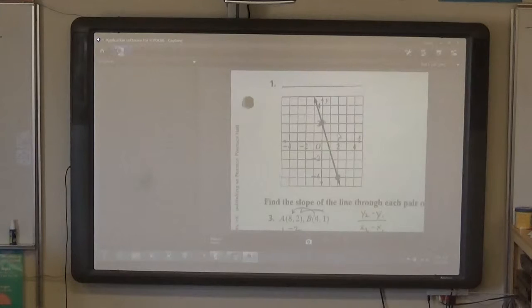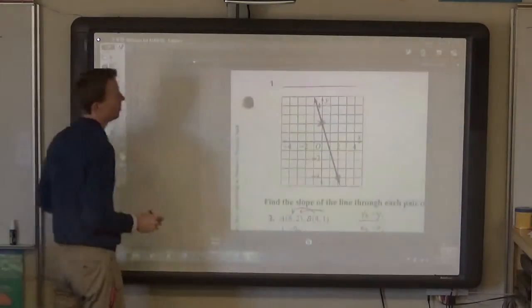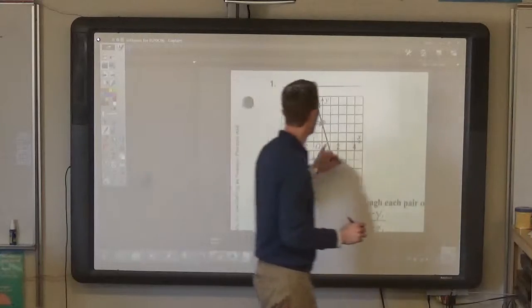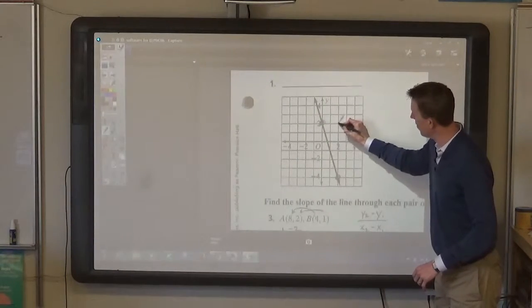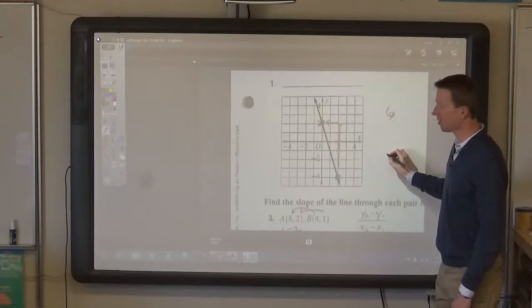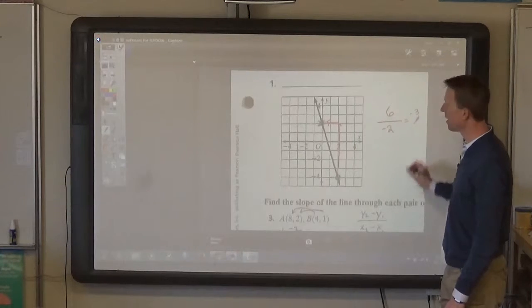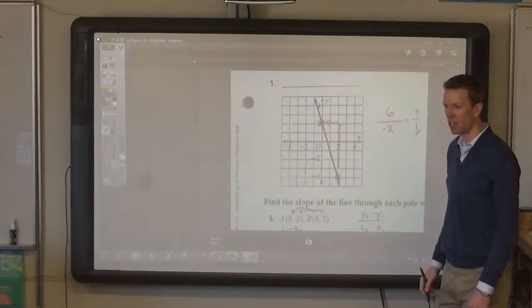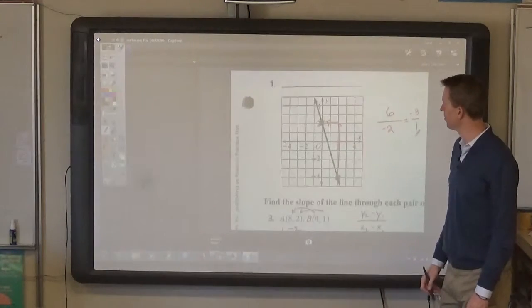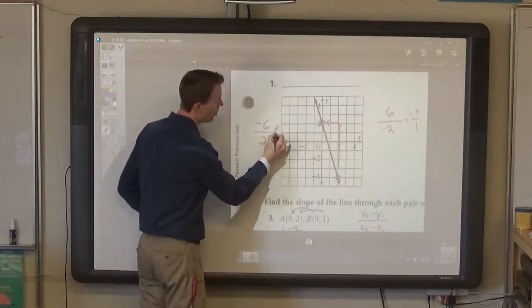Up and then left. But that would be 6 over -2, which is still -3. Okay? Now, like Garrett said, what if we want to count up and then left? You can do that as well. If you count up, that's a +6. And if you count left, it's -2. When you reduce that, that's still -3 over 1. It's still -3. So we could write this as 6 divided by 2, -6 over 2, and then get -3.